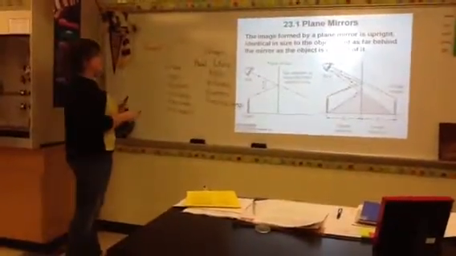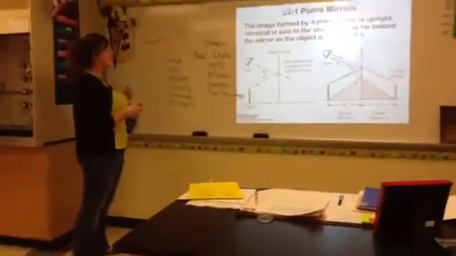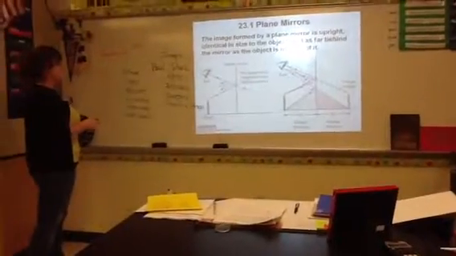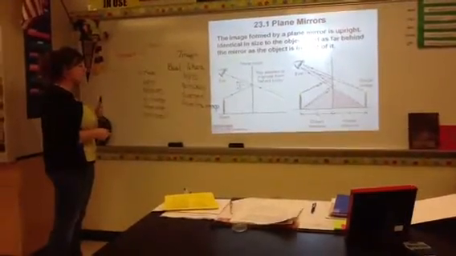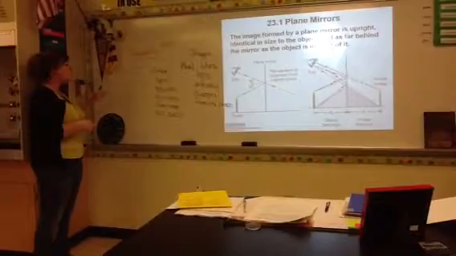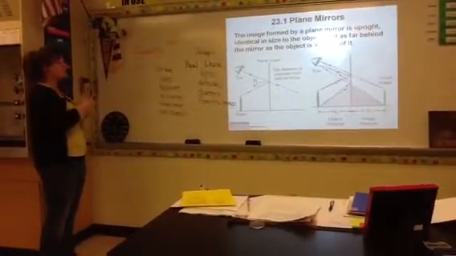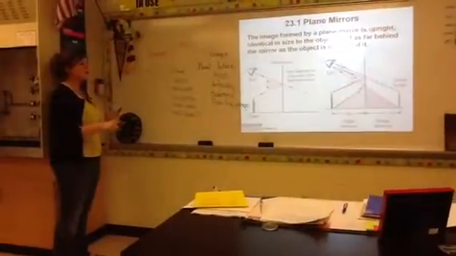All right, so like we were saying, converging and diverging, we have two different types of images. Our real is where light is actually diverging from the image. Virtual, it just looks like it's coming from the image. It looks like it's diverging from the image, but it's really not.